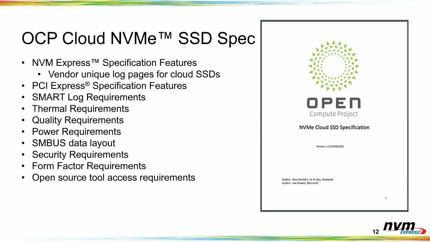So I'm going to spend my last 3 minutes talking about something kind of interesting. There's an OCP Cloud NVMe spec that was released. Facebook and Microsoft presented it at the Open Compute Virtual Summit this year, and they had been talking about it in the Open Compute Storage Workgroup. But there's a lot of confusion about, hey, why do we need more NVMe specs? Don't we already have an NVMe spec?